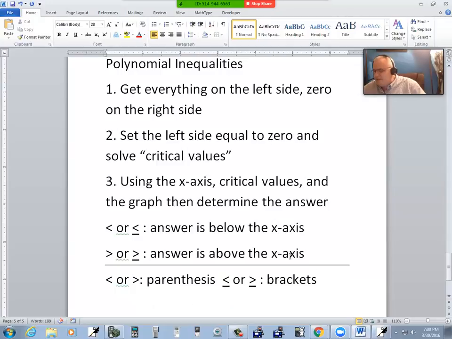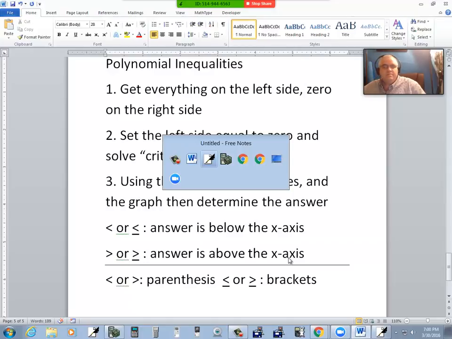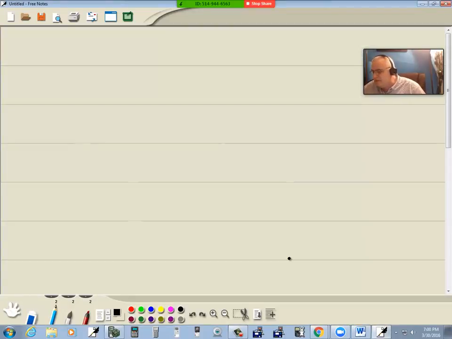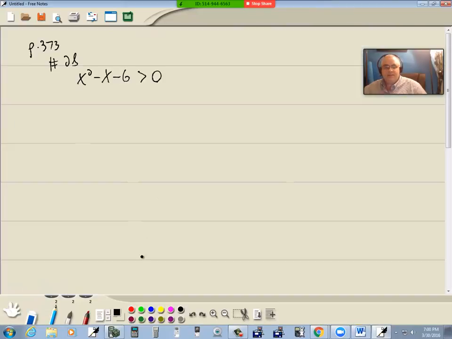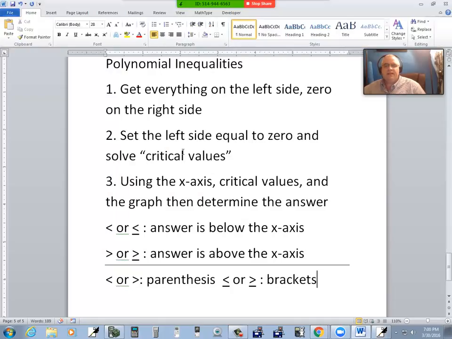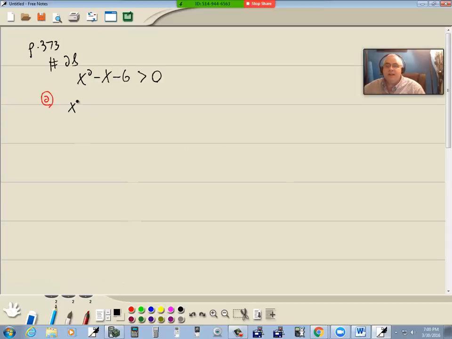Okay, so let's take a look at a problem. And let's look at number 28. This is on page 373. We got x squared minus x minus 6 is greater than 0. Step 1, get everything on the left side, 0 on the right side. That's done. Step 2, set the left side equal to 0 and solve. So we got x squared minus x minus 6 equal to 0.